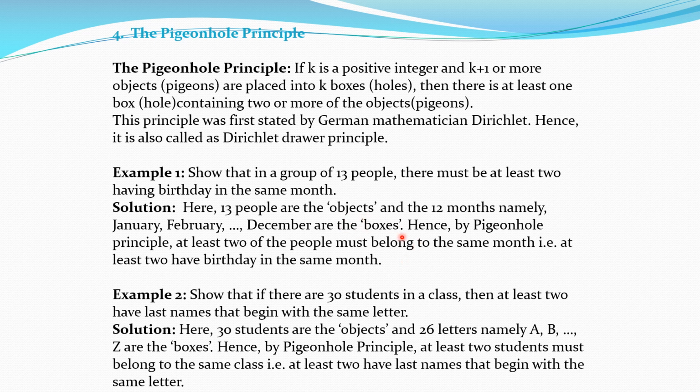So here we have used the pigeonhole principle. So actually 13 people are nothing but the objects that we are putting in 12 months, which are nothing but 12 boxes. Now see second example.